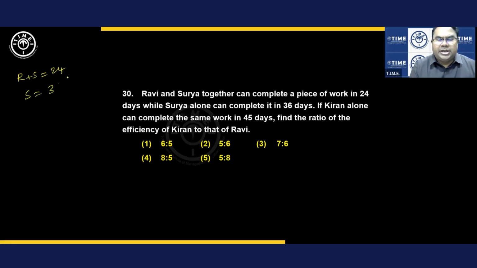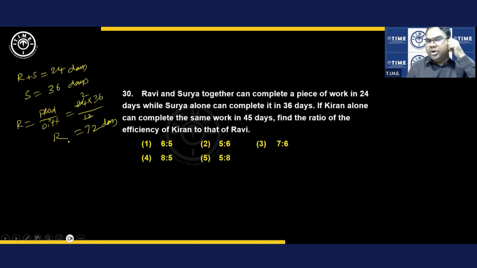Surya alone can do it in 36 days. So Ravi will take, you know A plus B, you know A, the other one is given by product by difference. 24 into 36, difference is 12. So Ravi takes 72 days.